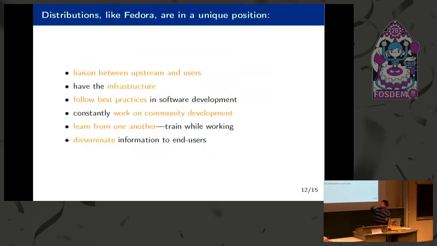Distributions like Fedora have a good advantage here. They have high-end servers, multiple mirrors running across the globe, and we have the infrastructure and firm packaging guidelines. We follow the best practices. We always run the test suites, and before a tool is packaged, it goes through a heavy-duty review process. So the tool is properly tested, and then it is provided to the end users. We constantly work on community development. We learn from one another, and we always provide help to the users. So that's where we come in.